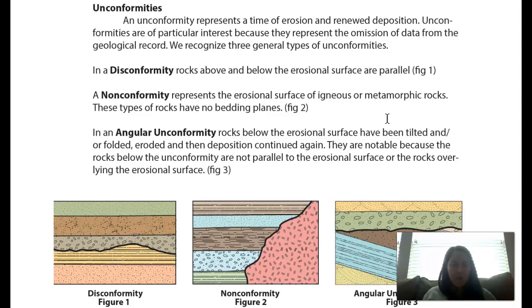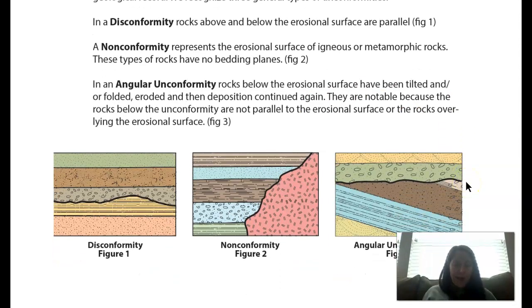The second type is a nonconformity. A nonconformity is where you have an igneous or a metamorphic body that then got eroded, or there was non-deposition after it, and then following that time there was redeposition of horizontally lying sedimentary rocks, as you're seeing over here. And lastly, the last unconformity is the angular unconformity. An angular unconformity is where you have tilted or folded layers beneath the unconformity, and then above it you have horizontal sedimentary rock layers.